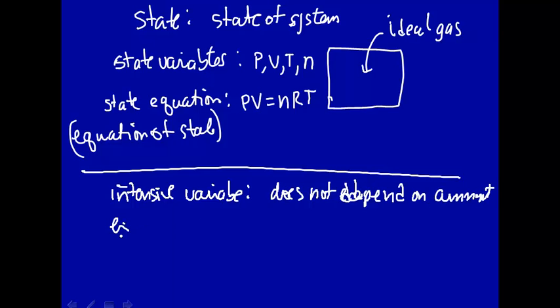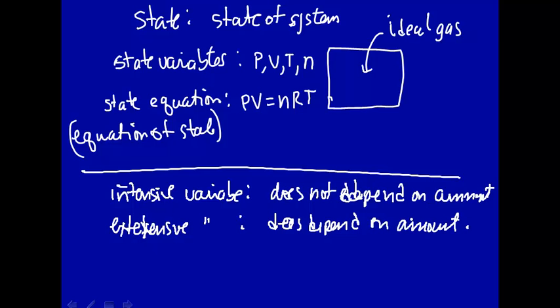An extensive variable, on the other hand, does depend on amount. All right, so let's look at some of these variables, these state variables for an ideal gas.